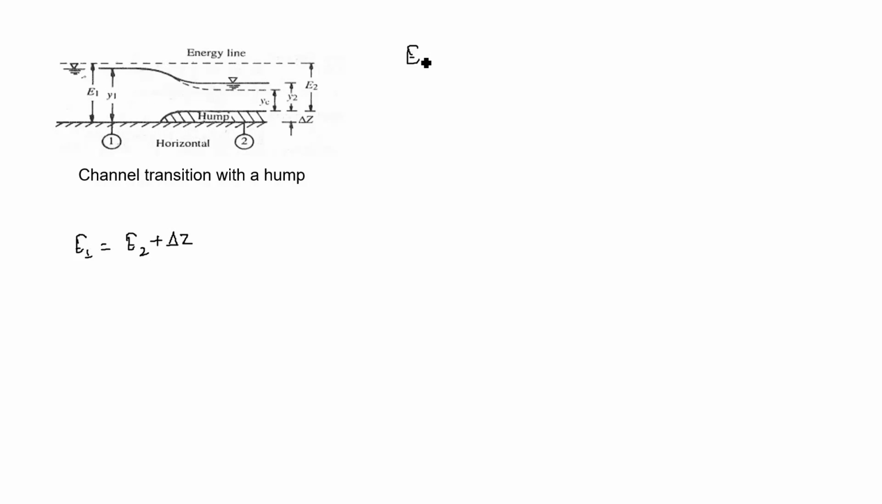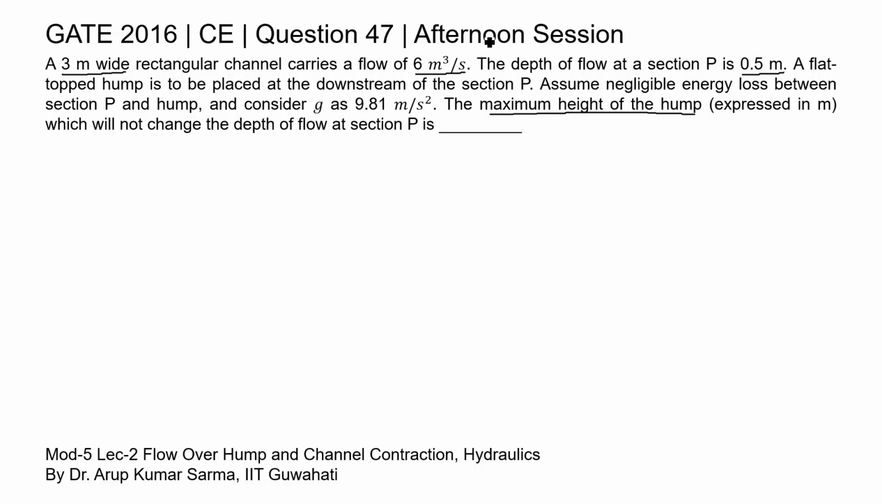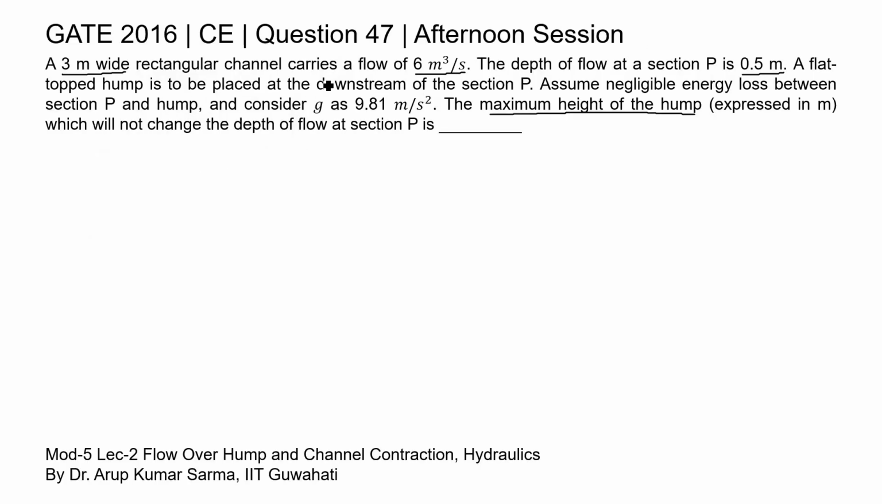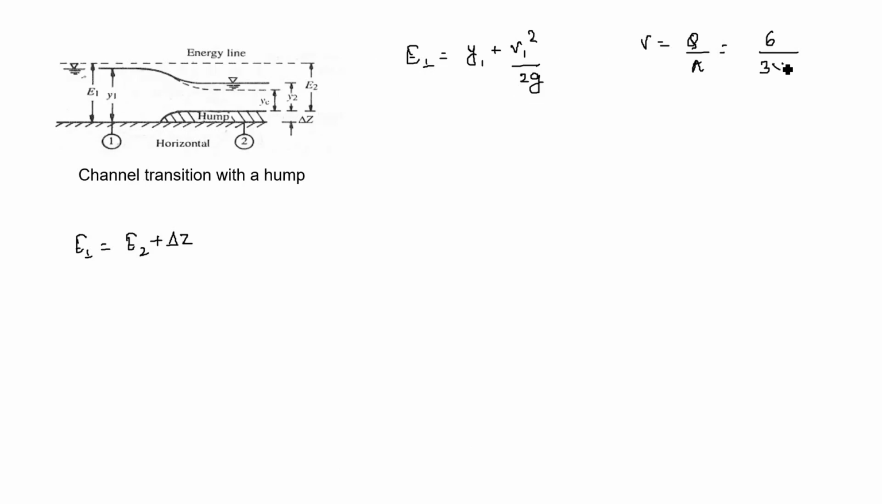So E1 can be calculated by a simple equation. Total energy is depth Y1 plus V1 square by 2g. So Y1 is given, that is depth at this section is given as 0.5 meter. Now we do not have the direct value of velocity, but we have the value of discharge. So if we divide the discharge by area, then we can simply find this velocity. So we can write V equal to Q by area. Q in this question is given as 6 meter cube per second, and area will be total width of the channel, which is 3 meter, into depth at that section, which is 0.5 meter. So 6 by 3 is 2, and 2 by 0.5, this will be 4 meter per second.